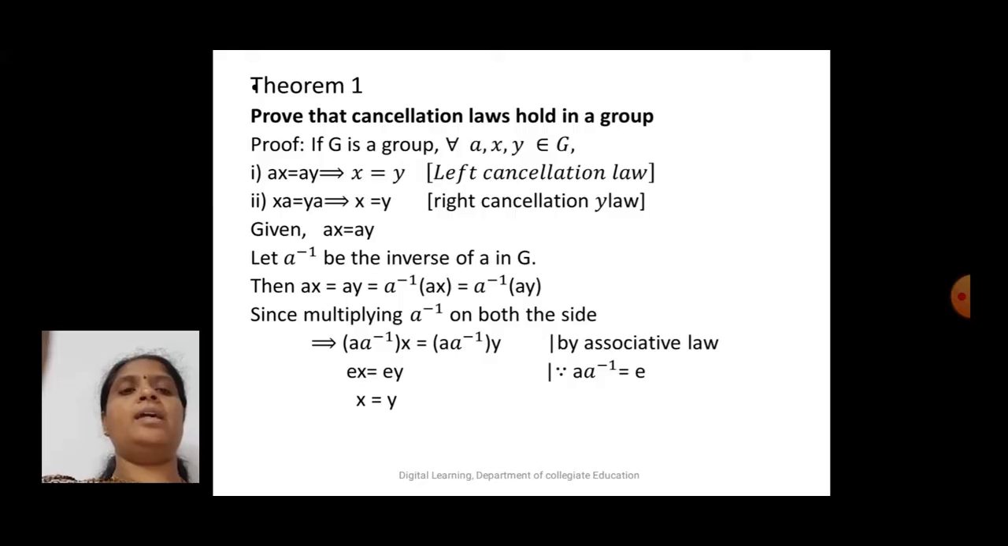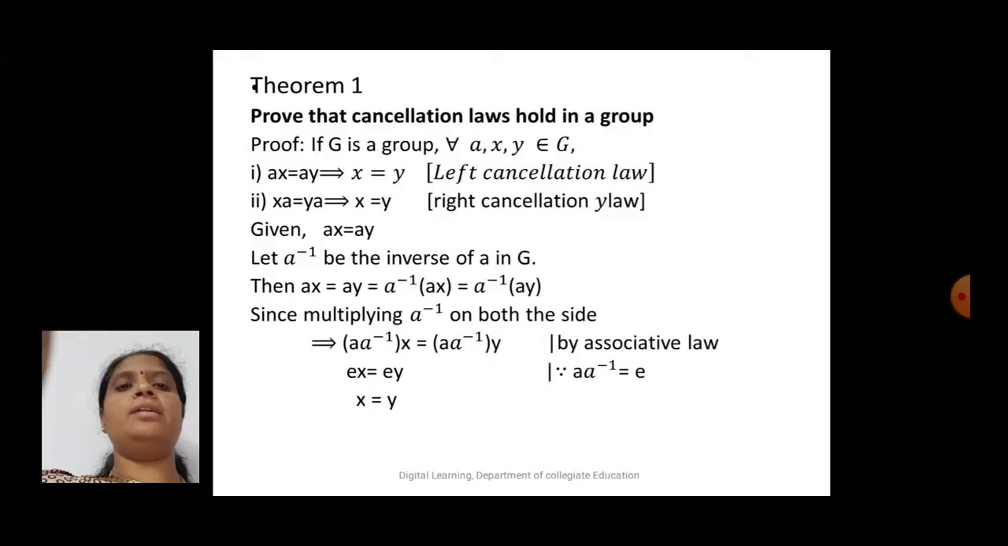If G is a group, for all a, x, y, that is, the elements a, x, y from the group, we have to prove the cancellation laws, which hold in a group. We have already discussed the concepts of left cancellation law and right cancellation law. Let us consider that. According to the left cancellation law, we have ax is equal to ay.